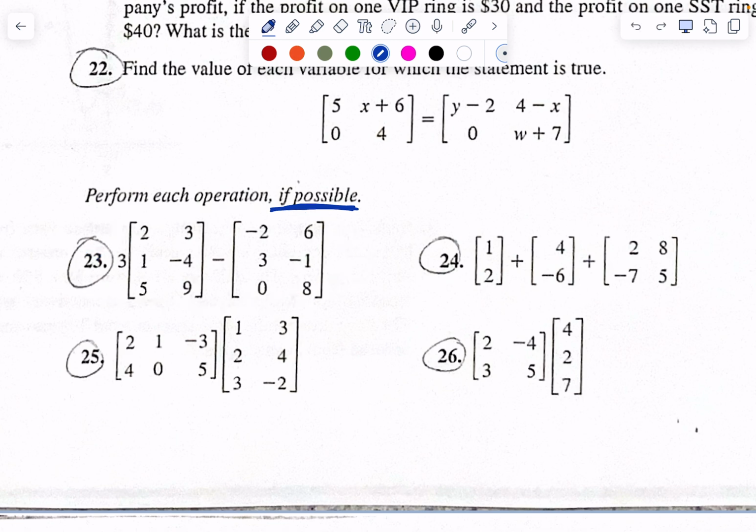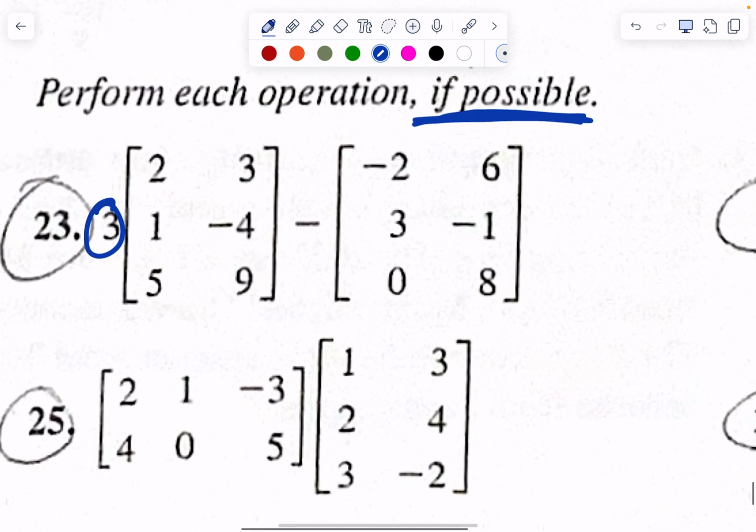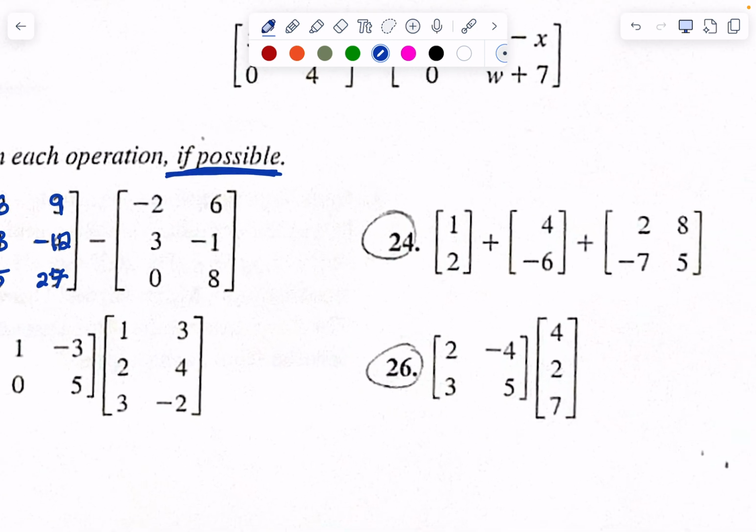Don't forget you need to multiply by 3 first, right? So this is not 2, this is actually 6. This is actually 9. This is actually negative 12. This is actually 3. This is actually 15. This is actually 27, right? So if you want to change those, get rid of your 3 first, then subtract, okay? You should be the same matrix.